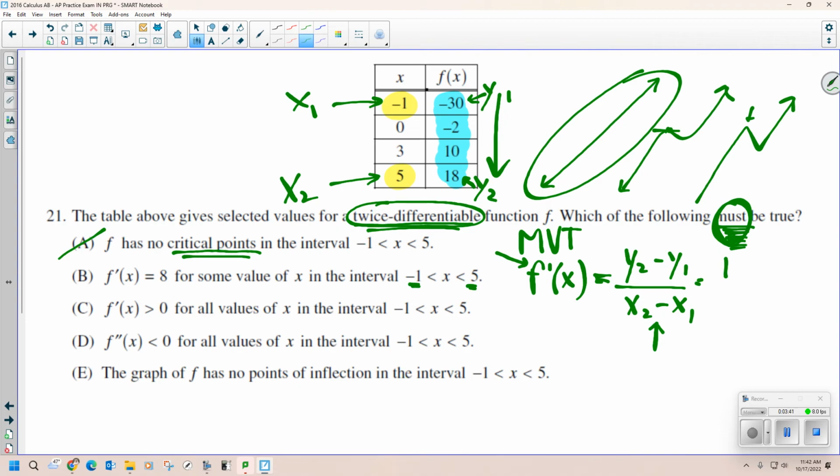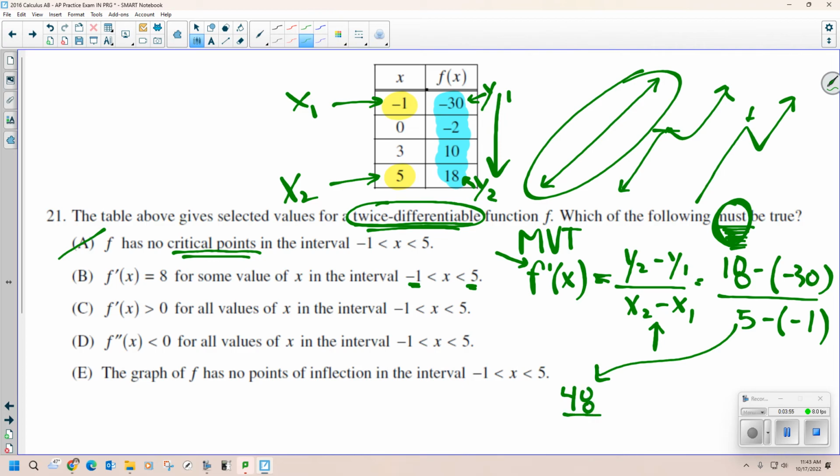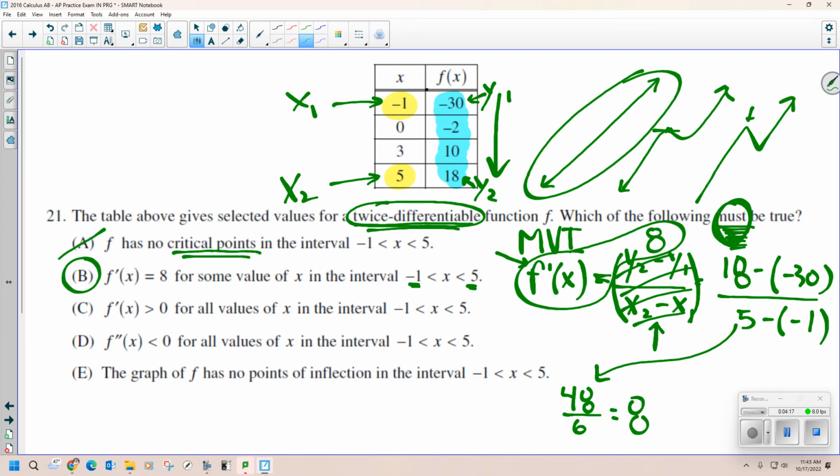We have 18 minus -30 all over 5 minus -1. That is 48 over 6, and that is 8. So this right here is the same thing as saying my first derivative is equal to 8. If my function is continuous and differentiable, which it is, that has to be true. So my choice, B, must be true no matter how I draw this graph. It must be true. Mean value theorem.